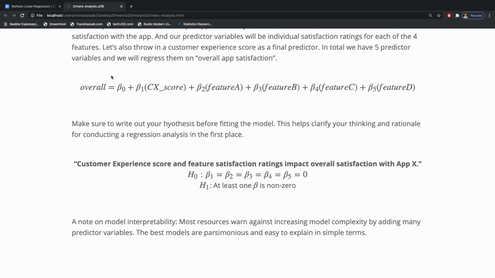And finally, at the very end of the usability test, we'll have them rate their overall satisfaction with the app. Coming over here again, you guys are familiar with the general equation for a multiple linear regression. And this is the equation in our example right here. We have 5 predictor variables, each with their own coefficient: CX score, and feature A through feature D. And we are trying to understand their impact on overall app satisfaction.